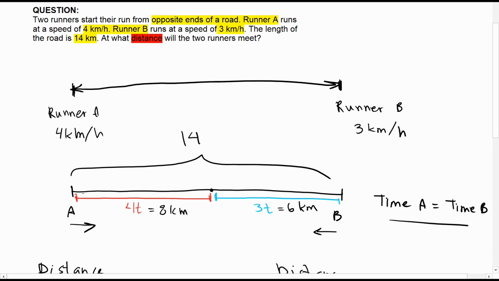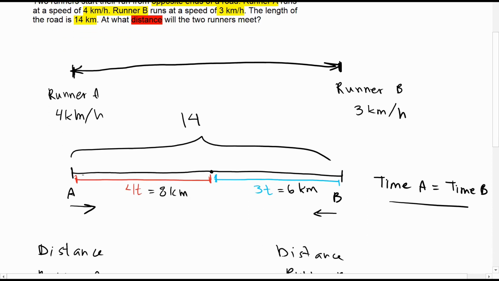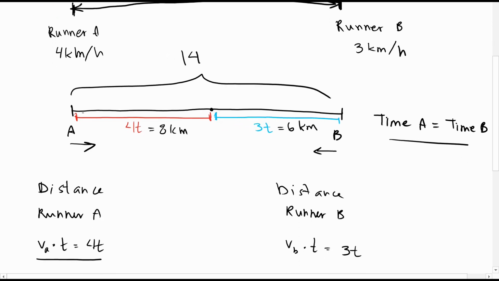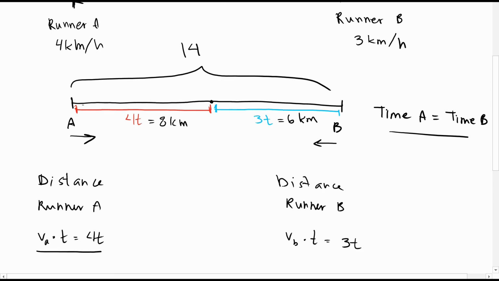So we began by drawing a little picture of the situation here. We have our road, which is 14 kilometers long. We have runner A starting from one end, runner B starting from the other. Runner A runs 4 kilometers an hour, runner B runs 3 kilometers an hour. We also noticed that the time at which runner A meets runner B is exactly equal to the time at which runner B meets runner A, though the distances at which they meet from their respective starting points will be different.